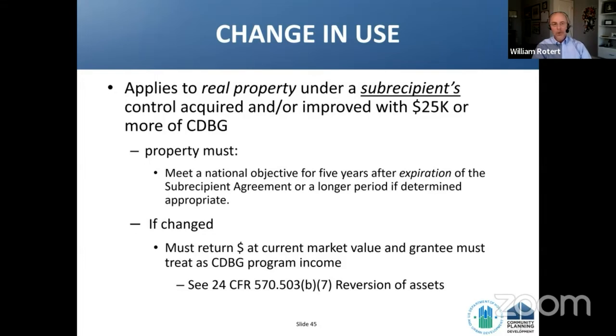And if the property is changed in some way, they must return the funds at current market value, and the grantee must treat that as program income. It's called reversion of assets, and there's your citation. In other words, they would dispose of the property at its current market value. And then the proceeds from that disposition go back to the grantee, and those proceeds would be treated as program income. If you'll recall, we talked about program income basically goes back into your CDBG program and is spent right along with your other program funds. Reversion of assets, change of use. Next slide.